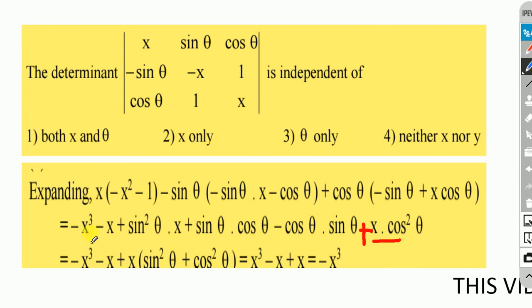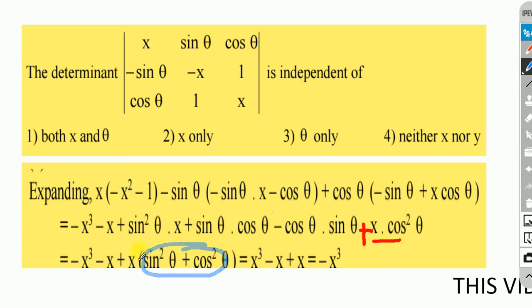So now I have minus x cube minus x. Let us take x common here. So I have x sin square theta here and plus x cos square theta here. Therefore x into sin square theta plus cos square theta, and this sin theta cos theta is eliminated as I have plus and minus sign here. So we know that sin square theta plus cos square theta is 1.